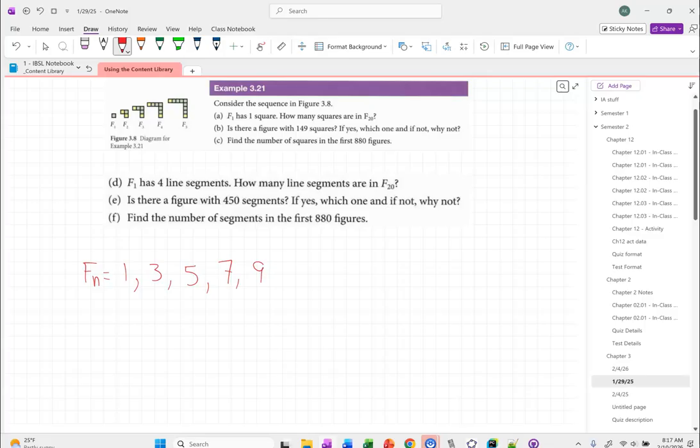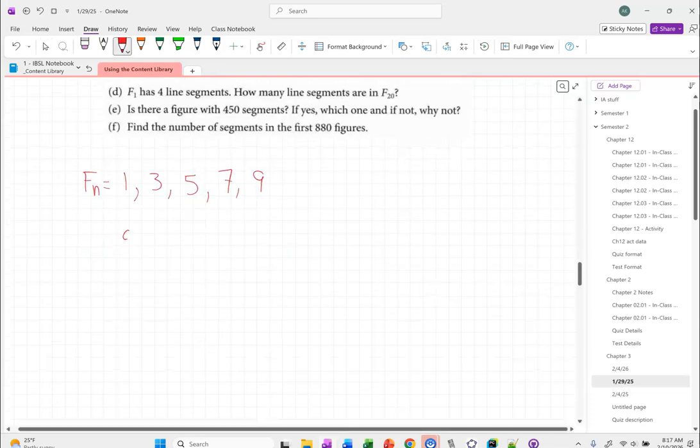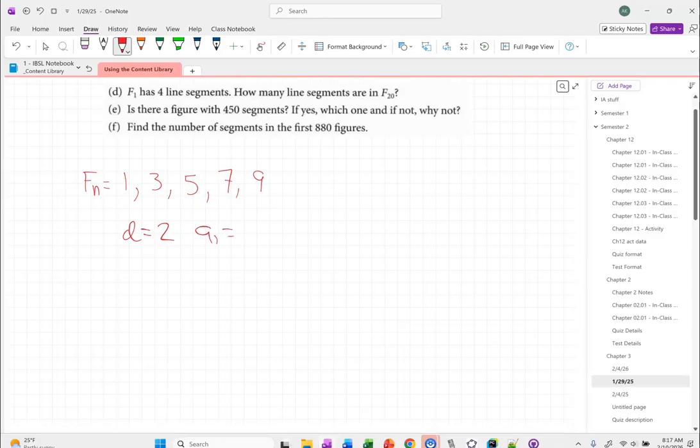What am I noticing these are? Yeah, they're odd numbers, but yes, so this is an arithmetic sequence where the common difference is 2. The first term is 1. I plugged that into the arithmetic sequence formula, which I did not show, I just did it in my head, because at this point I'm trusting you guys can plug stuff into a formula. So there's that. So if I want F20 then, it's 39.